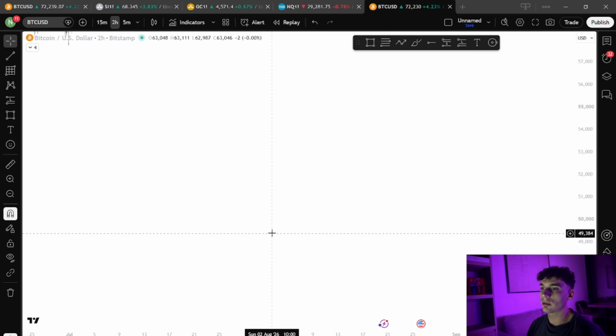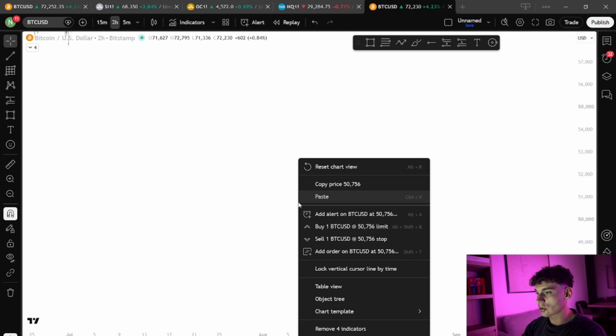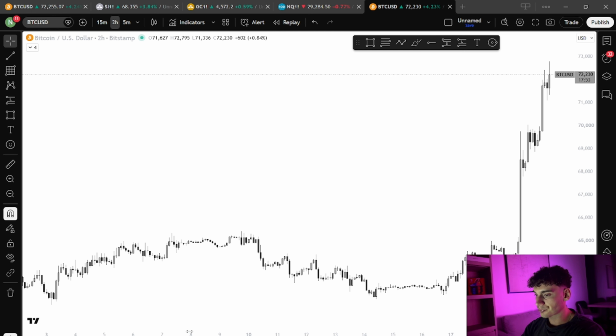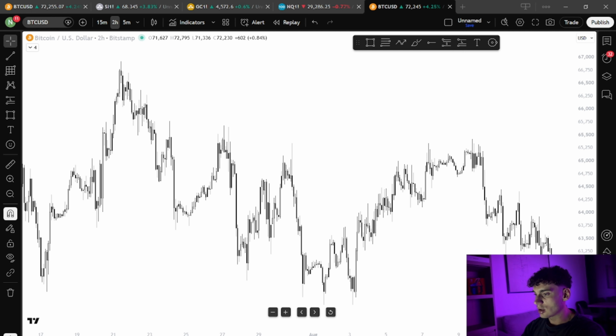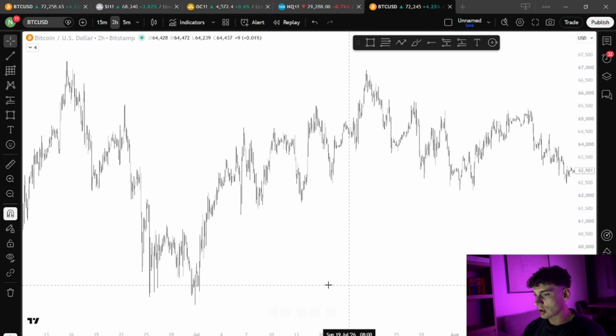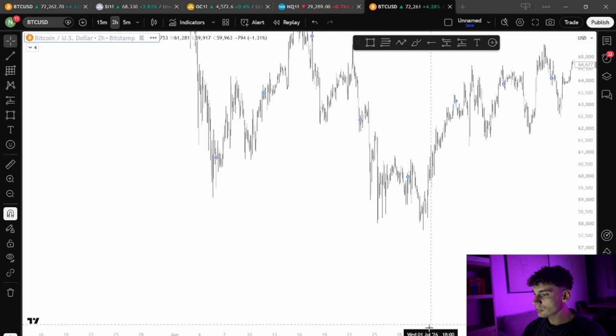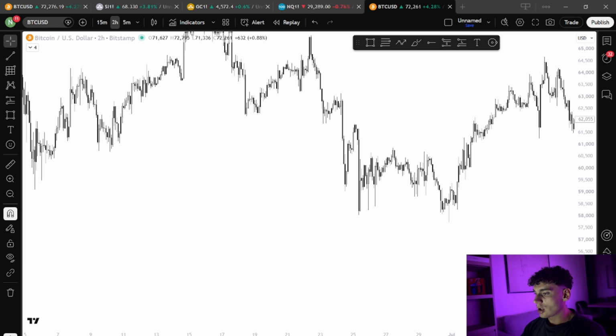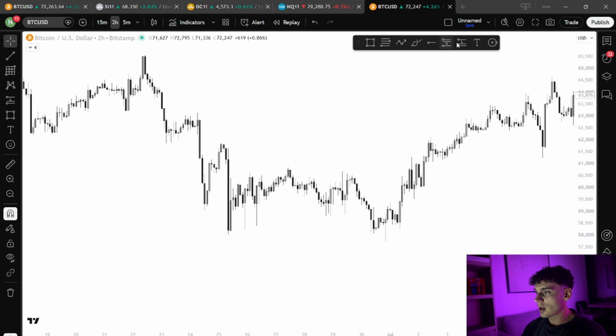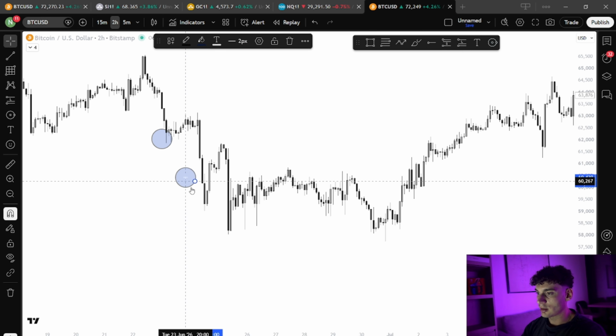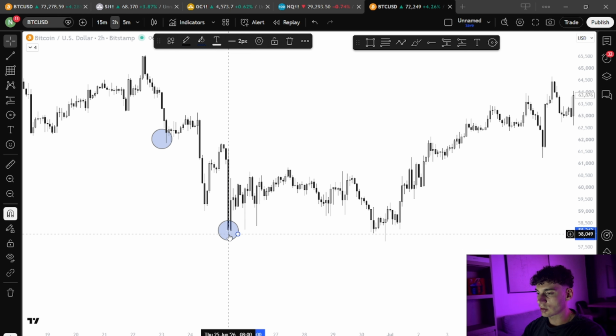So the first example from this list was swing highs or swing lows. In this example, I'm gonna show you swing lows on a Bitcoin chart. As you can see, I picked this example because it's very good. If I zoom in here, you're gonna be able to identify that we have a few swing lows. This is a swing low, this is a swing low, this is a swing low as well.